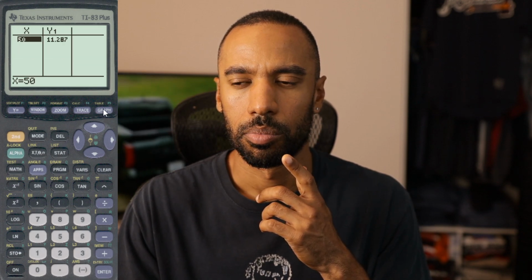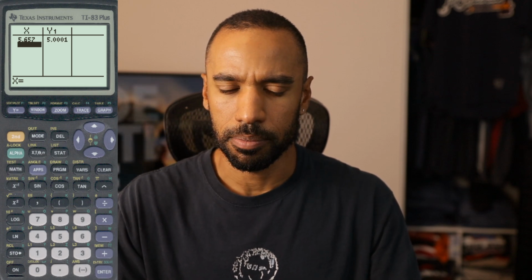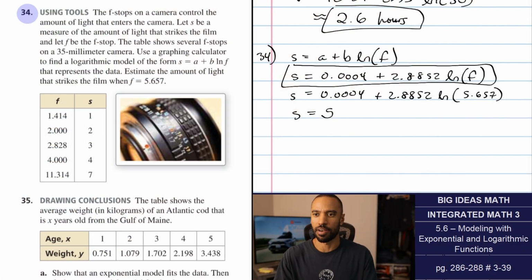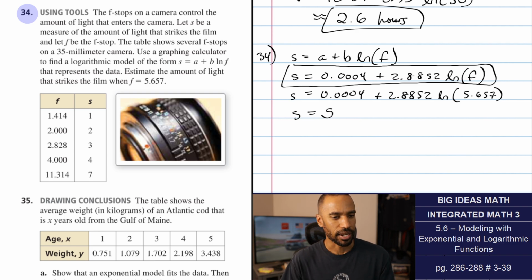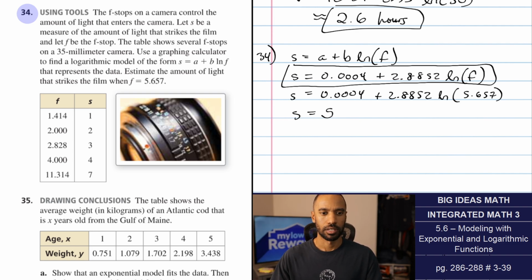And let's substitute 5.657. 5.0001. So my S is supposed to be 5, 5 being the amount of measurement light strikes the film. Is that shutter speed? Are they talking about light? Well, S is 5. I'm trying to figure out what that unit is. Amount of light. S equals 5. I like that it's S and 5. I know 5 light units.